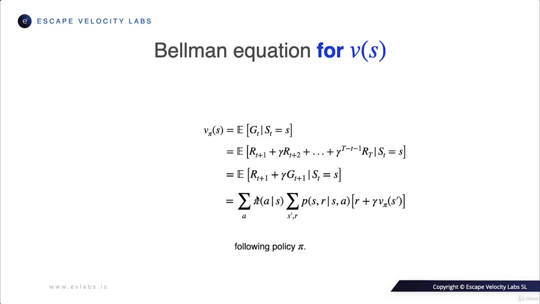Finally, to get to the fourth expression, remember that the value of a state is the expected return. This mathematical expectation can be written as the probability of taking each action following that policy multiplied by the return we expect to get from taking that action. And that return can be expressed as the probability of reaching each possible successor state multiplied by the reward obtained upon reaching that state plus the discounted value of that state.